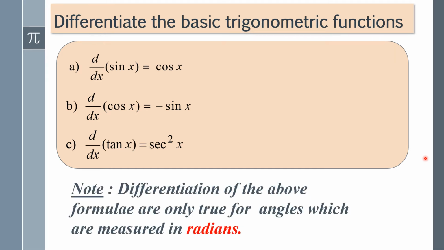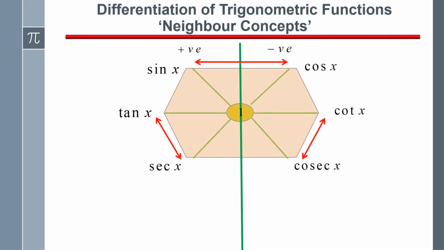Notes: differentiation of the above formulas are only true for angles which are measured in radians. Differentiation of trigonometric function using the neighbor concept.